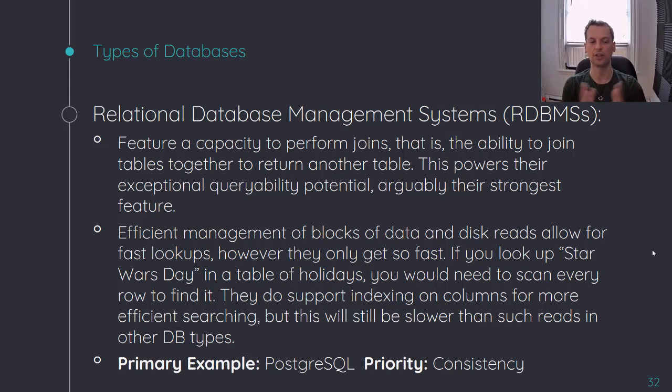So for the purpose of our discussion, our primary example is going to be Postgres. Obviously, there's a lot of relational databases, but Postgres is basically the big workhorse of the web development world. It is the most popular tech. And in terms of CAP, relational databases prioritize consistency.